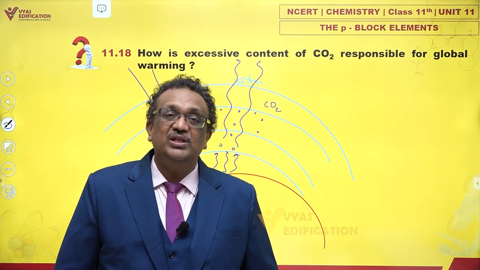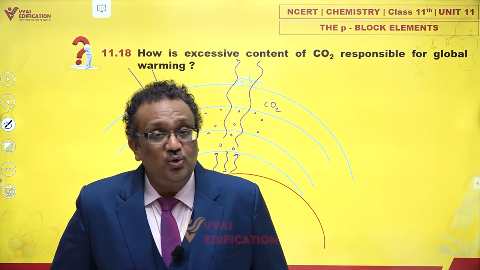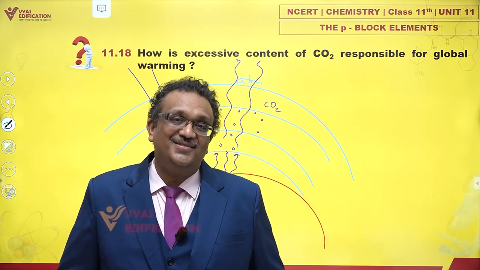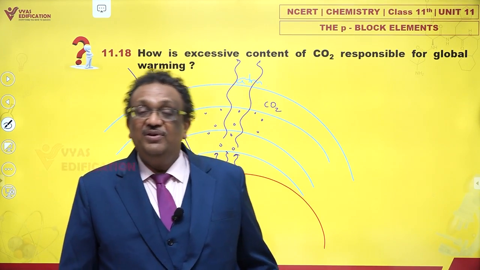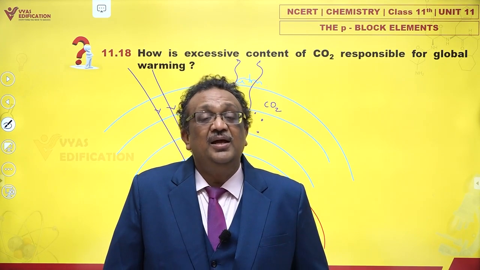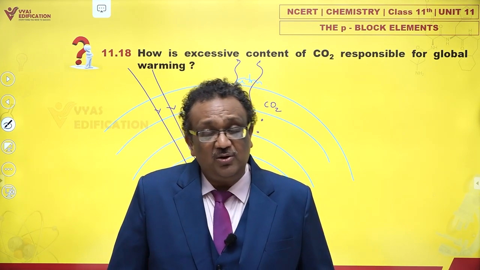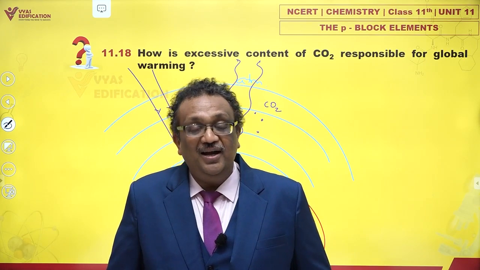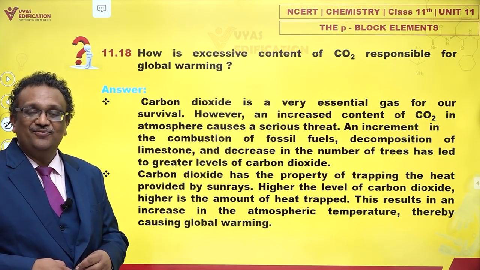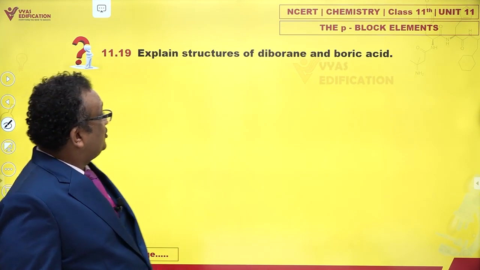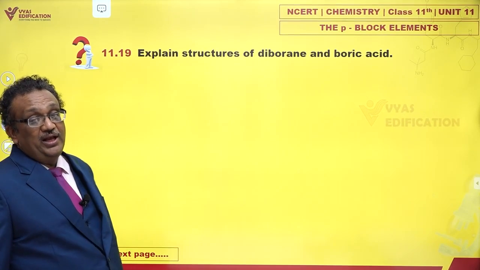In short, if you want to say this in one sentence, we say CO2 is a greenhouse gas. This phenomenon is called the greenhouse effect. So, if it is present in greater quantity, it will absorb more heat and cause global warming. That's the reason. For those who want a written answer, you can take a screenshot and just feel good about this. Explain the structures of diborane and boric acid.